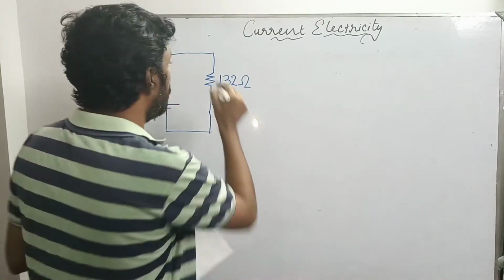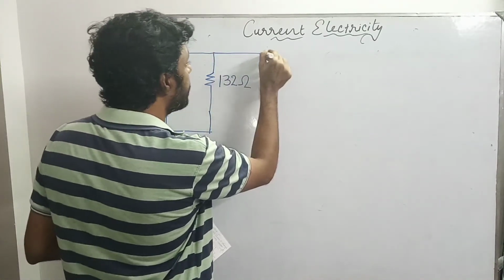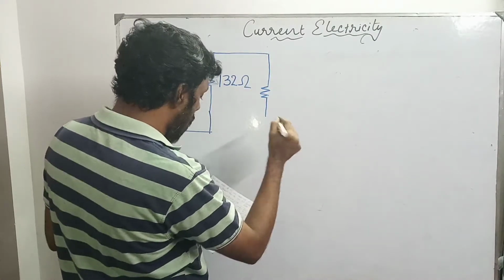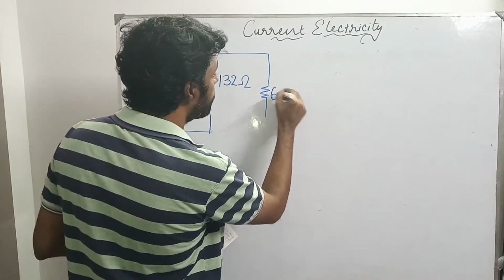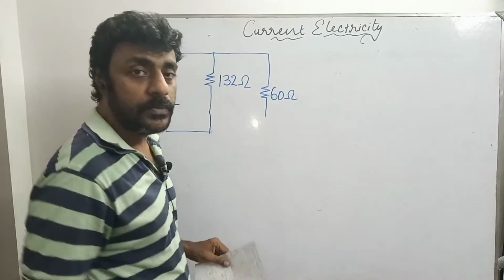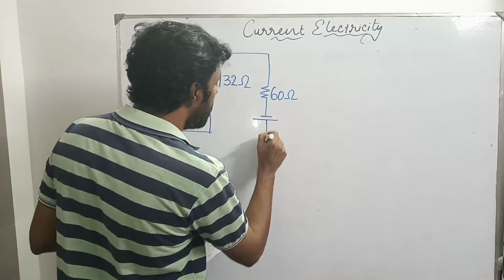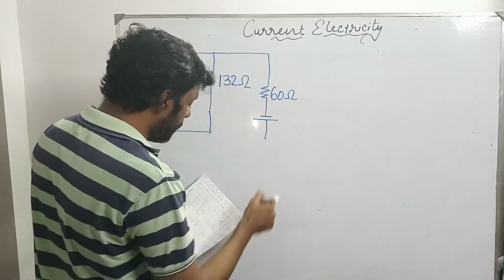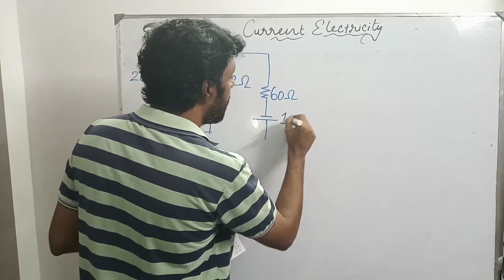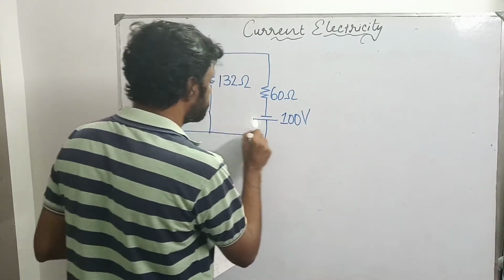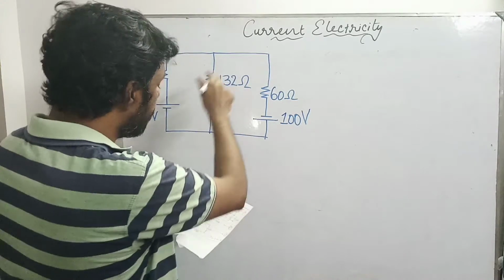Again, I'm introducing another resistor of value 60 ohms, and it is connected in series with a battery. It is connected with the negative terminal of the battery. The voltage rating of the battery is 100 volts. This is how the circuit diagram looks like.